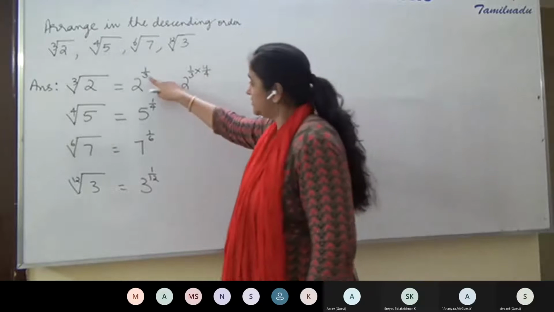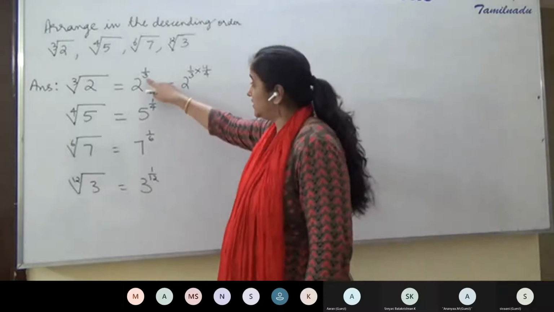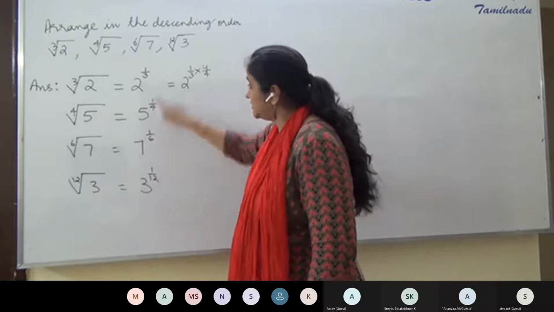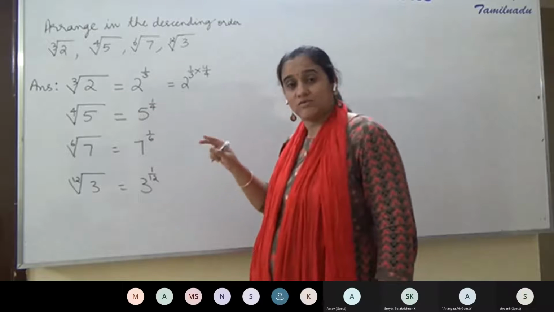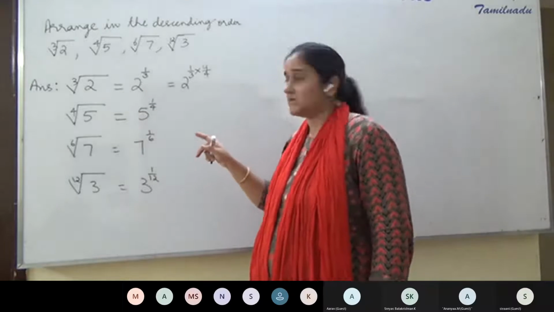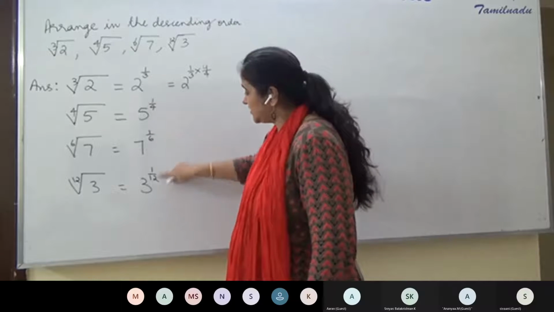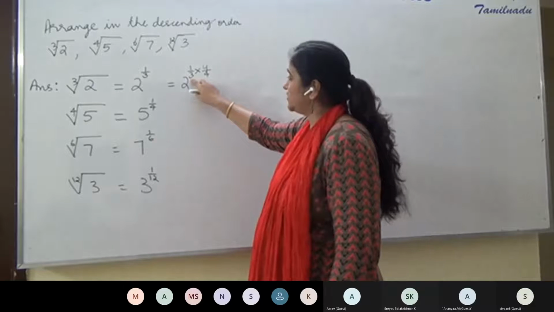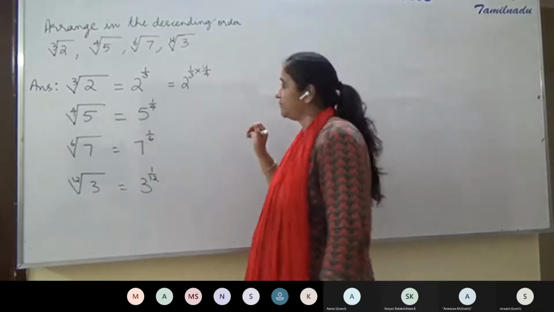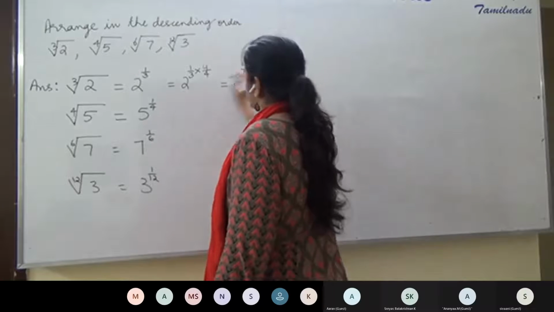The LCM of these numbers, not 2, 5, 7, and 3, not those numbers. See the powers. The denominators 3, 4, 6, 12. The LCM of the denominators of the powers is 12. So now bring 1 by 3 to the denominator 12. So you need to multiply and divide by 4. And that will give us 2 to the power 4 by 12.